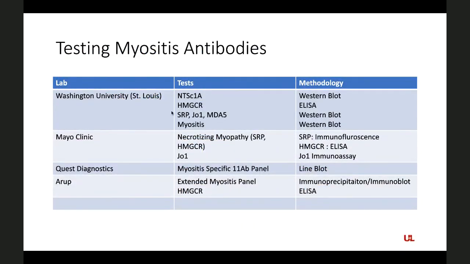In the end, I have just listed the myositis antibodies and where they go. The reason being that we need to know the myositis panel won't have HMG-CR, it won't have SRP antibodies, so we do have to order those separately. Even the extended myositis panel will not have the HMG-CR antibody in it.